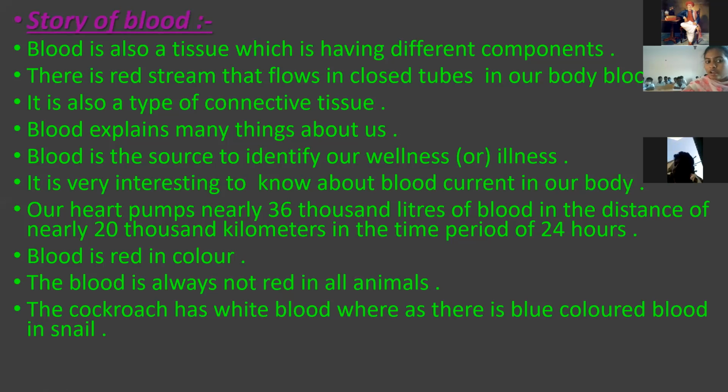Next, blood is which color? It is red in color, and the blood is not always the same in all animals. For example, the cockroach. The cockroach contains which color blood? White. The cockroach has white colored blood. And the snail blood color is blue.